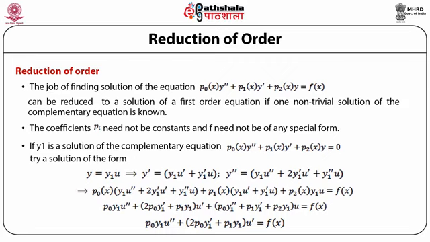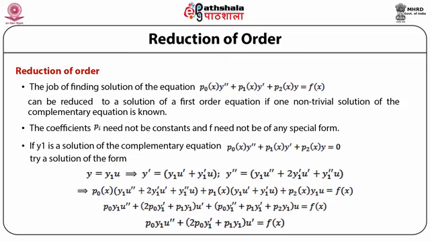Plugging these into the second-order inhomogeneous equation, we have p0(x)(y1 u'' + 2 y1' u' + y1'' u) + p1(x)(y1 u' + y1' u) + p2(x) y1 u = f(x), or p0 y1 u'' + u'(2 p0 y1' + p1 y1) + u(p0 y1'' + p1 y1' + p2 y1) = f(x).